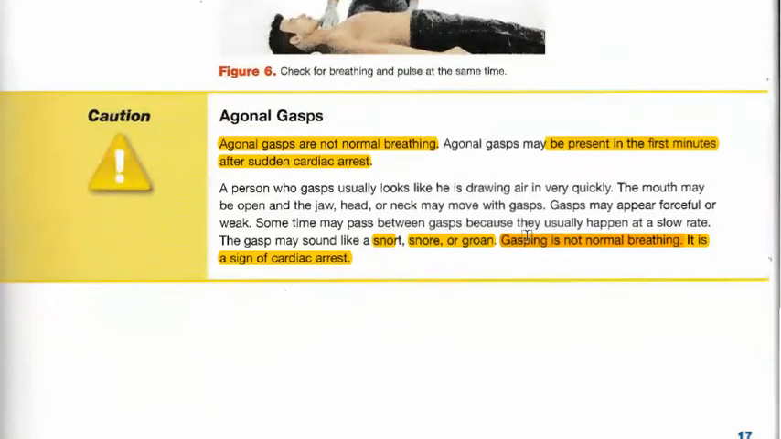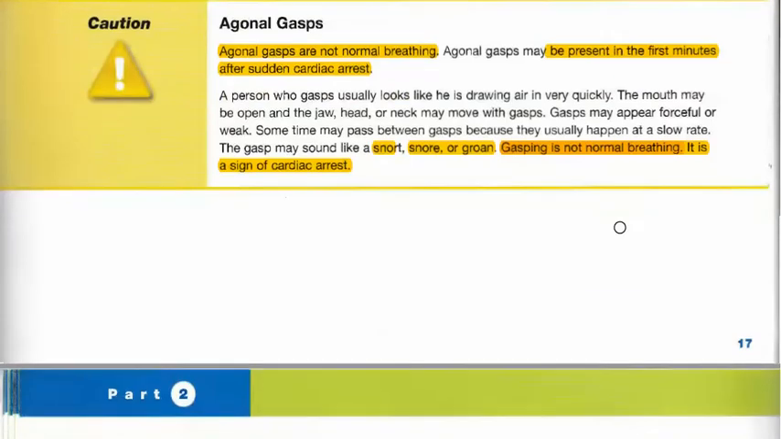Let's see the agonal gasps. Agonal gasps are not normal breathing. Agonal gasps may be present in the first minutes after sudden cardiac arrest. This is a question. A person who gasps usually looks like he's drawing air in very quickly. The mouth may be open and the jaw, head, or neck may move with gasps. Gasps may appear forceful or weak. Some time may pass between gasps because they usually happen at a slow rate. The gasp may sound like a snore or groan. Gasping is not normal breathing. It is a sign of cardiac arrest.